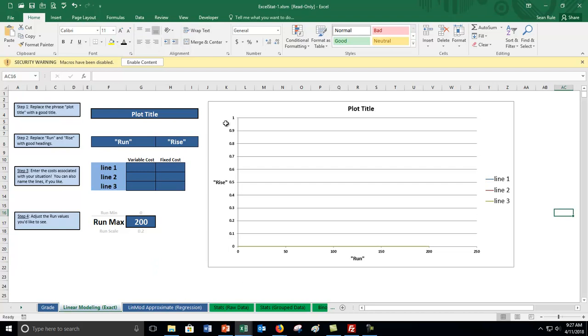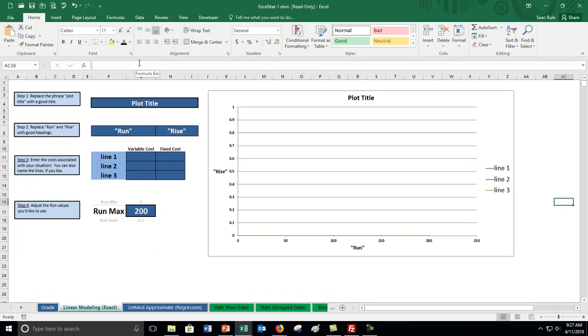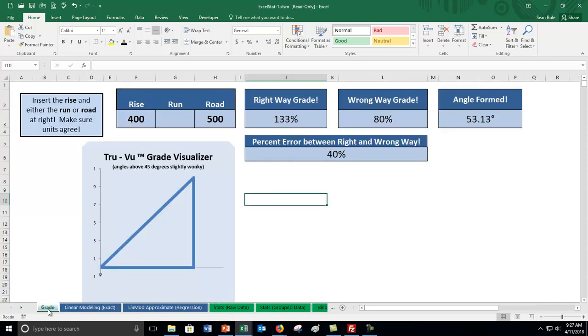Now, very often when you open it up, it's going to ask you to enable content. So you're going to click on enable content. And then there's a number of tabs down at the bottom. You might see green ones and blue ones. The very first tab is called grade. Go ahead and click on grade. Now I call this my grade calculator because this takes care of the math we just did in that last video for you and takes kind of the mystery away.